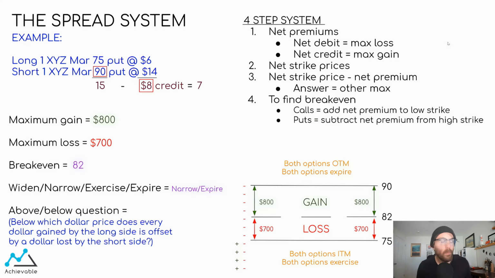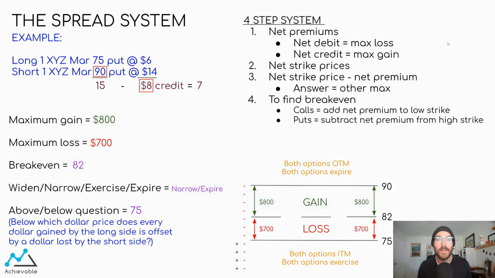Now for the last part. What if we see a question that says something like, below which dollar price does every dollar gained by the long option get offset by a dollar lost on the short option? Remember from our last video when we went over this, the answer here is always going to be one of the two strike prices. So right away, we know it's got to be 90 or 75. Now, the second way to get to the answer is, if they say below, it's going to be the low strike price. And that's what we have. So the answer here is 75. And if you're looking at the drawing at the bottom right of the screen, where do we see both options start offsetting each other? It's below 75. That's where that occurs.